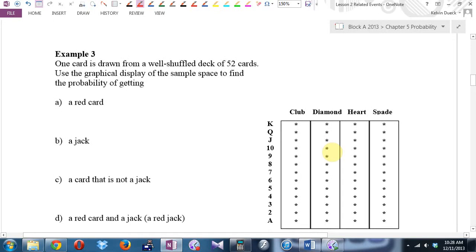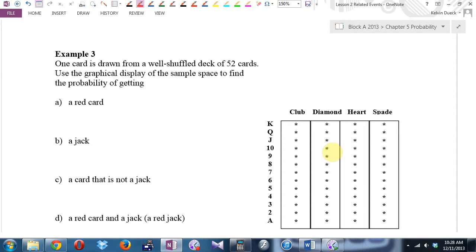Example 3. Here I gave you the sample space of a deck of cards. Folks, card questions are going to be asked of you. You need to get at least a little bit familiar with what a deck of cards looks like. So one card is drawn from a well-shuffled deck of 52 cards. Use the graphical display of the sample space to find the probability of getting.